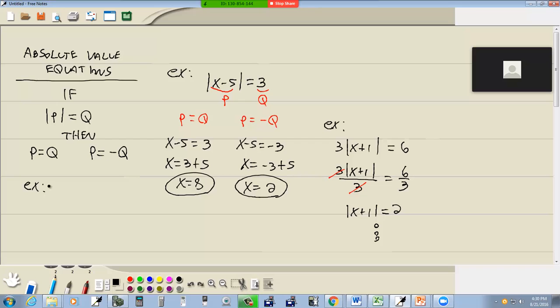Now if you had a different problem, where you had 3 times the absolute value of x minus 5, minus 2, equals 7. So the absolute value is still not by itself. First thing I want to do is move this number over. You always do your division as the last part of getting the component by itself. So that becomes 7 plus 2, which gives us 9. And then I divide both sides by 3.